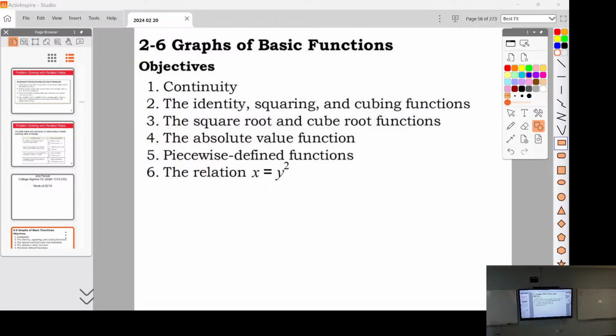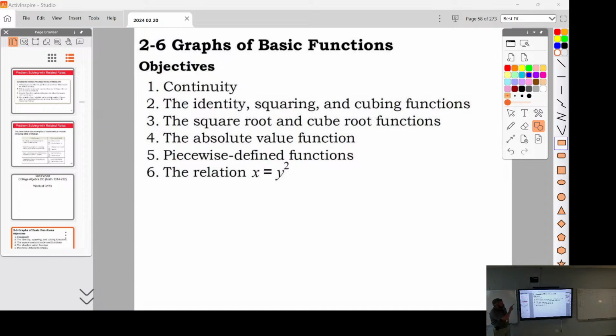Basic functions. Do y'all remember talking about family of functions? There's all those basic functions, and from there, that's when we started going into transformations, right? We went into shifting up, shifting down, shifting left, shifting right, vertical stretch. Remember all that? Oh, yeah. Okay.